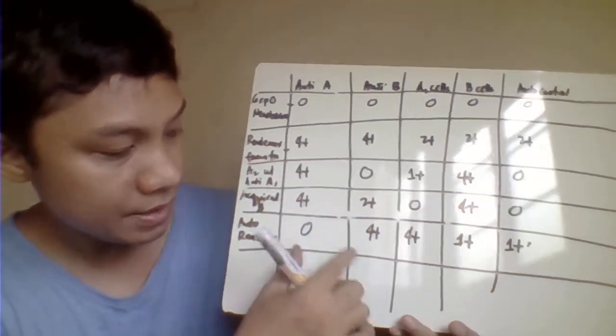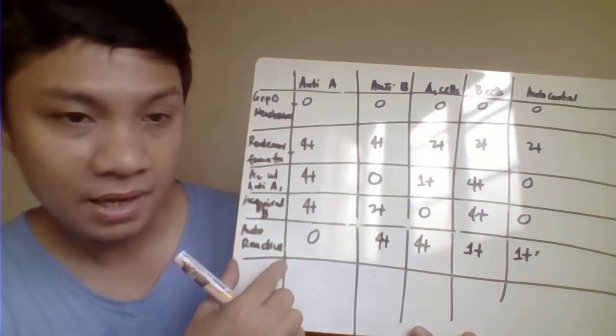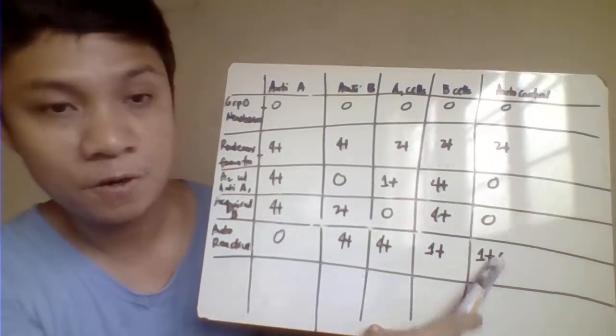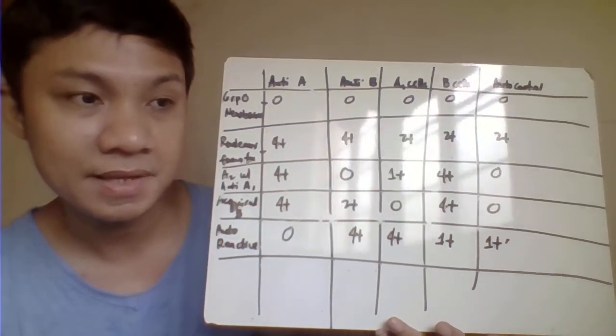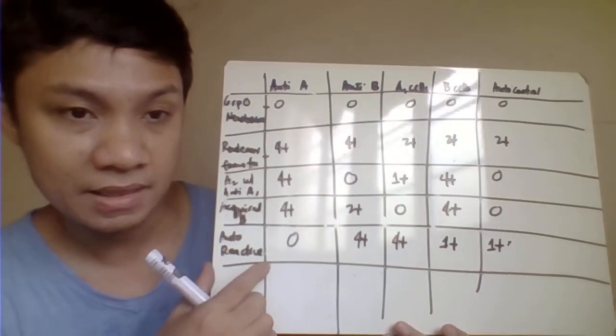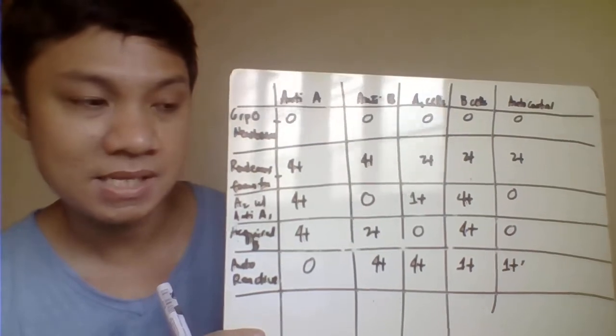Ito naman, notice here lahat, pag autoreactive, you try to check for the autocontrol. Sarili niyang serum, gagamitin mo, i-add mo na kanyang sariling red cell. Pag nag-positive siya, that's autoreactive. May autoantibody ang patient na.